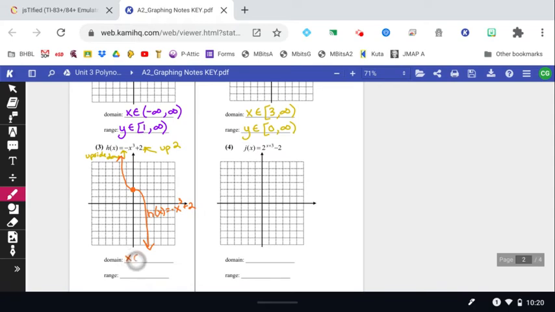Now my domain, so x is an element of, so no restrictions, so negative infinity to infinity. And my range also, no restrictions, negative infinity to infinity.